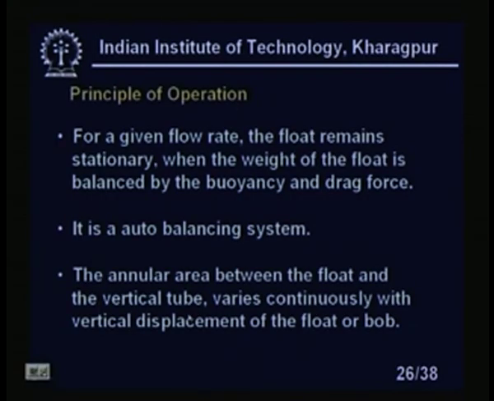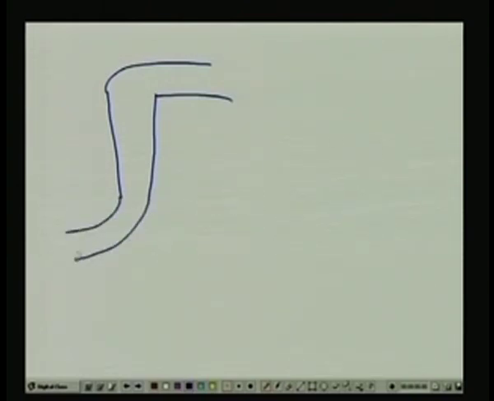The annular area between the float and the vertical tube varies continuously with the vertical displacement of the float or bob. How is this annular area changing? Yes, obviously it will change. You see, let me take a white page. A rotameter looks like this. Let me take a different color pen. So, we have a rotameter here. If I look from the top, what will happen? It will look like this.